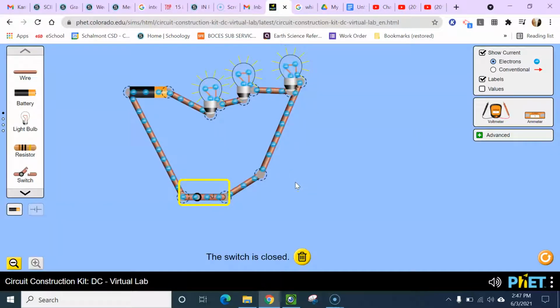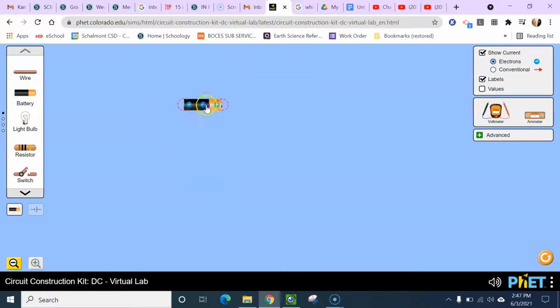Okay, I'm on to number 13. Number 13 wants us to remove some of these light bulbs and stuff. I might just start again. So we're going to build a simple circuit again.